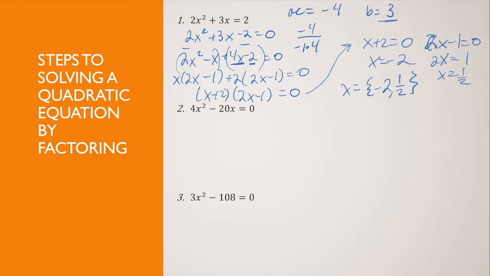If I have 4x squared minus 20x, this is a binomial. I can pull out the greatest common factor, which is 4x. 4x times x minus 5 equals 0. So I have 4x equals 0, or x minus 5 equals 0. That means x is 0, or x is positive 5.